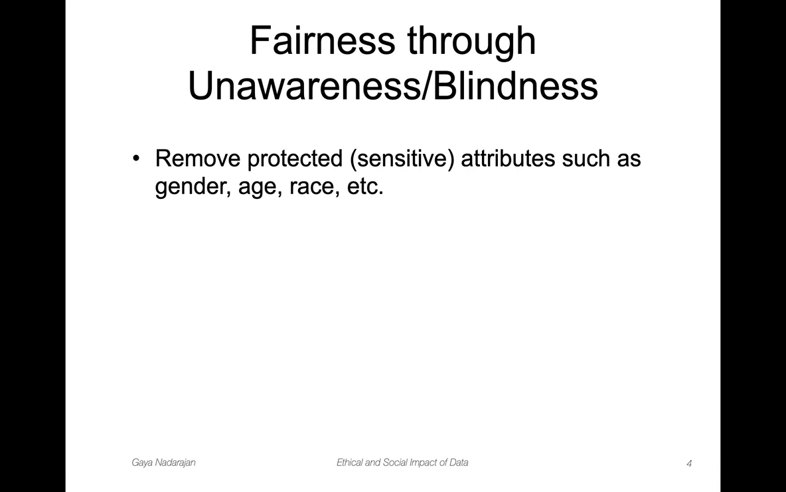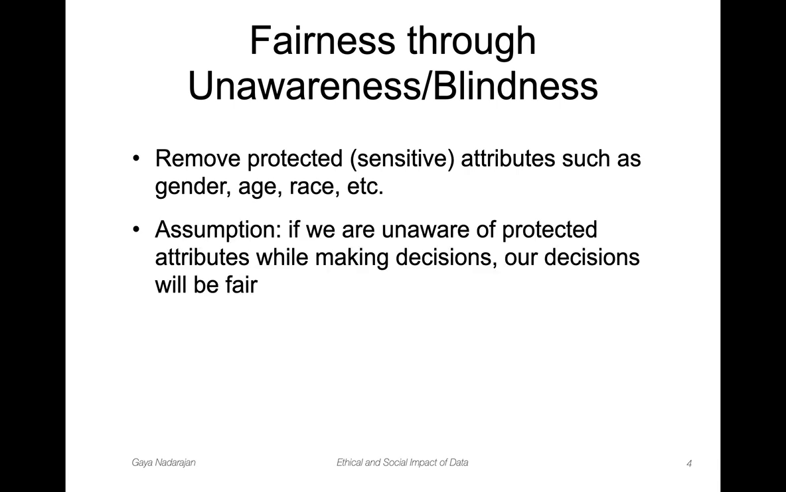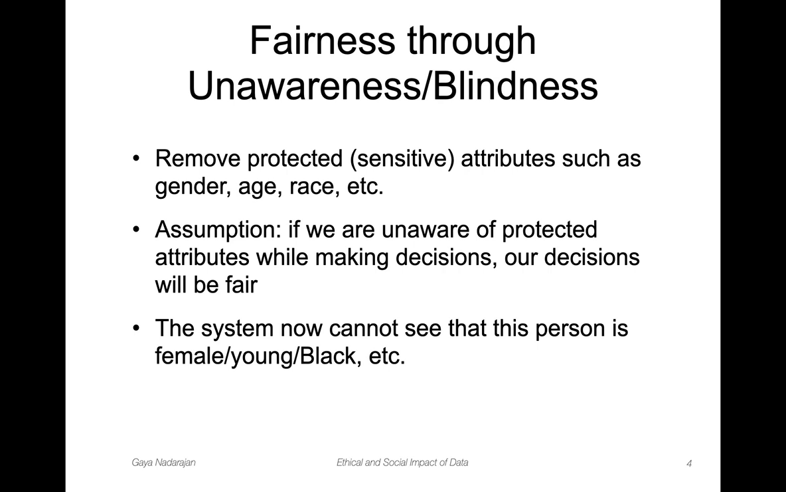So the best way is to say, okay, let's just remove these attributes and let's train our model. Now this is a very sensible thing to do, right? If the model is unaware of protected attributes, then if the model doesn't get to see what's the gender or the race of the examples it's looking at, then the decisions that it makes are going to be fair. Because the system now cannot see whether this person is female or young or black or whatever it is, right? And cannot kind of discriminate against them. This sometimes works, right? This is a very sensible thing to do.